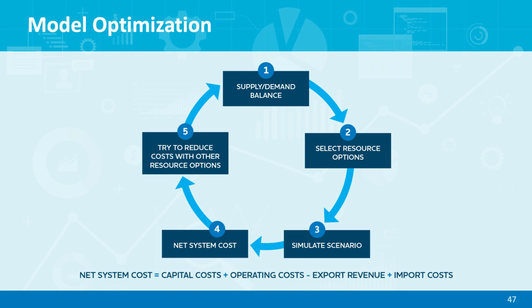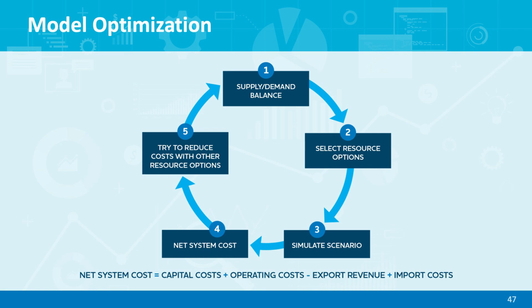Step 4. The model calculates the net system cost, which is the summation of all capital costs, operating costs, export revenues, and import costs. Step 5. The model then assesses whether or not the net system cost can be reduced with different resource options. If the cost can be reduced, then the process continues. The model will continue this optimization process until it identifies a portfolio of resources that has minimized the net system cost.